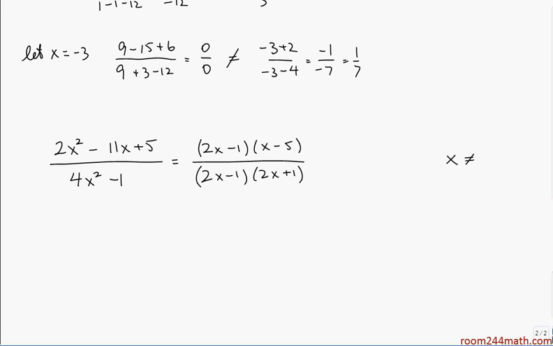If you can't come up with those in your head, you can do it the long way and just write 2x minus 1 not equal to 0, simplify that expression, and do the same for 2x plus 1. There are obviously common factors here, 2x minus 1 and 2x minus 1, so we can eliminate them and end up with our simplified expression, which is x minus 5 over 2x plus 1.